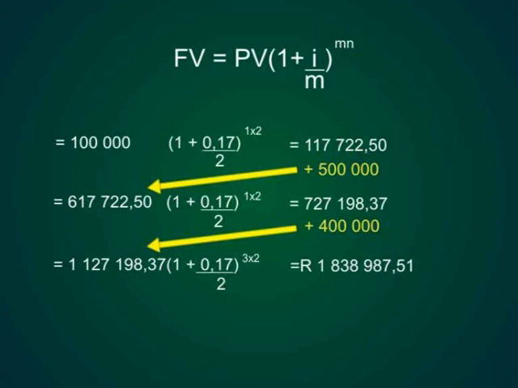Same answer as the first method. It's a slightly different technique. You can choose to use either. And it also gave us an answer that he is short by about 160,000 rand.